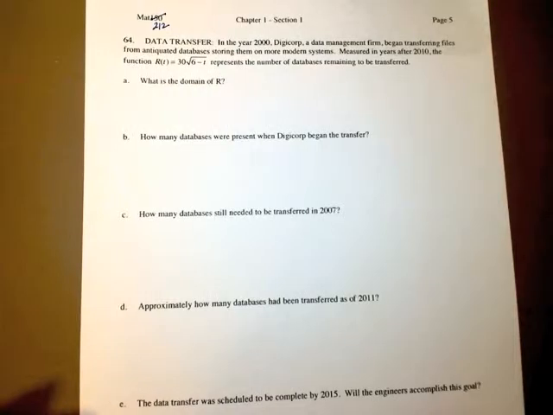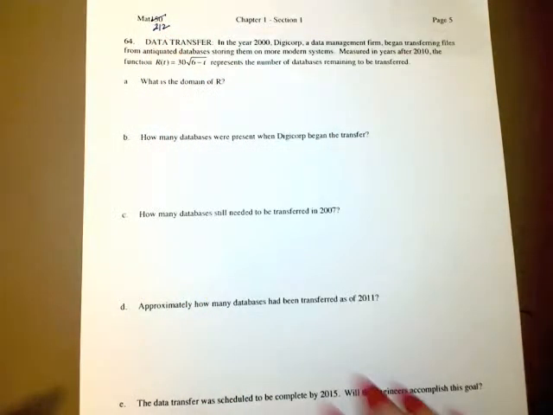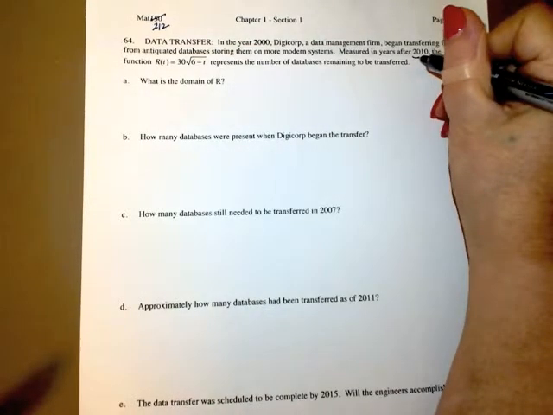Now, just notice that the template I'm using says 150. It really is 212. It says data transfer. In the year 2000, Digicorp, a data management firm, began transferring files from antiquated databases, storing them in more modern systems, measured in years after 2010.